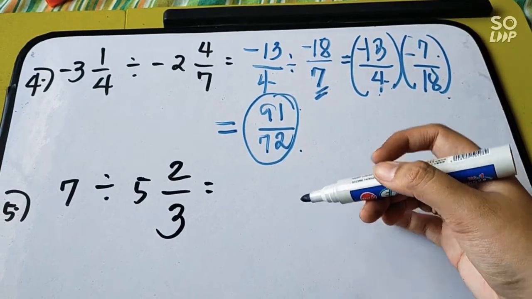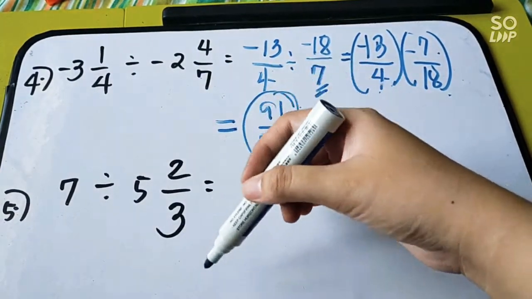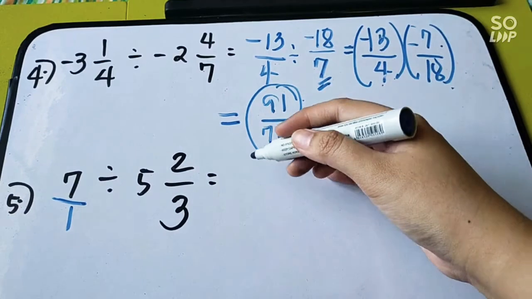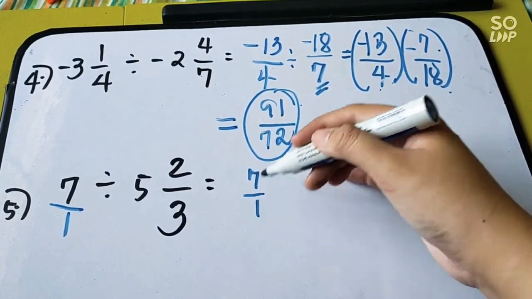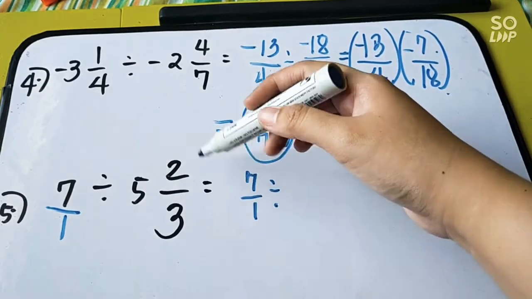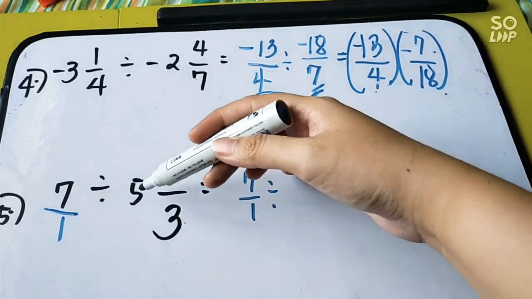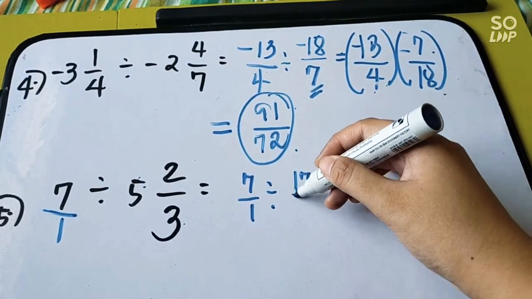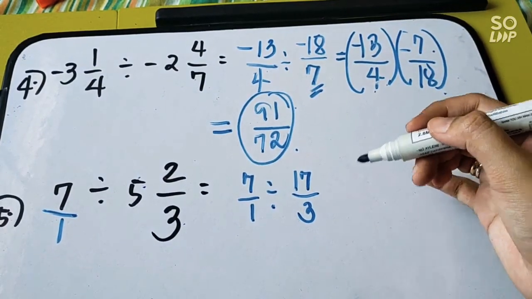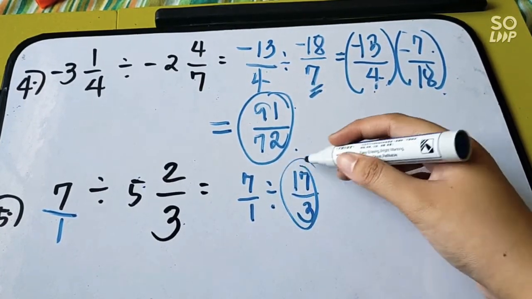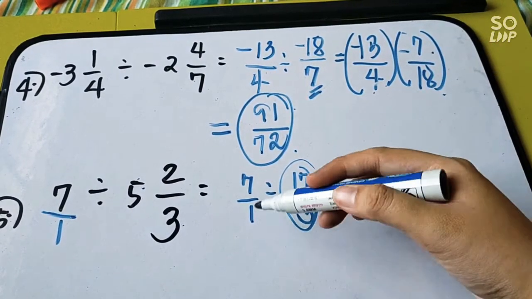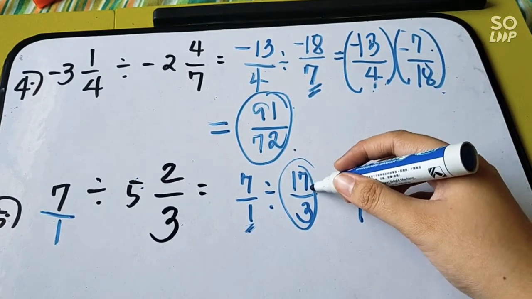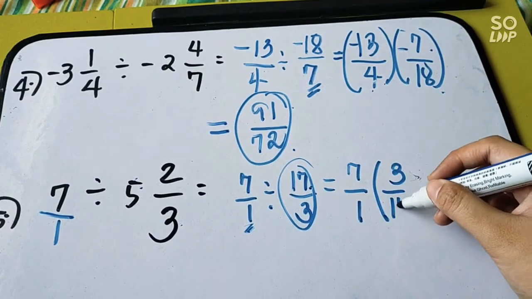Next tayo, number 5. We have 7 divided by 5 and 2/3. So, whole number tayo. So, gawin mo ng fraction that is 7 over 1. So, right here, 7 over 1, then divided by. Change it into improper fraction. We have 3 multiplied by 5, 15. 15 plus 2, the answer is 17 over 3. And then, find the reciprocal of this one, then change it into multiplication. Copy this one. 7 over 1, then multiply by reciprocal. We have 3 over 17.